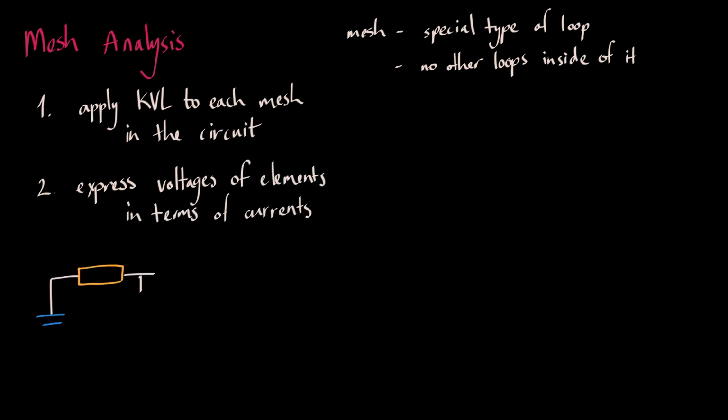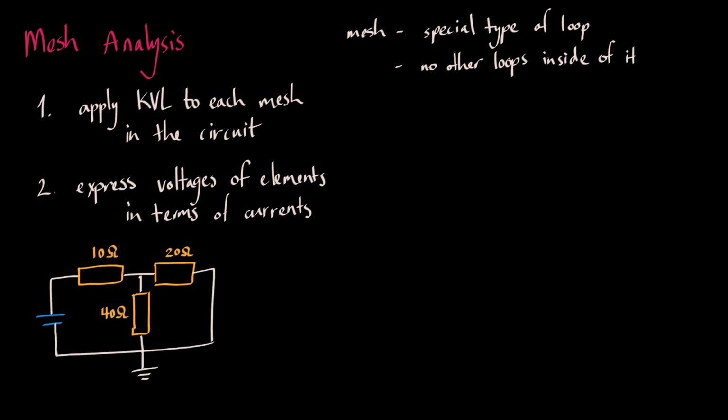Here is a basic circuit incorporating a voltage source and 3 resistors. Note that the circuit is grounded. This circuit has 2 meshes in it. The currents I1 and I2 are the currents about each mesh.